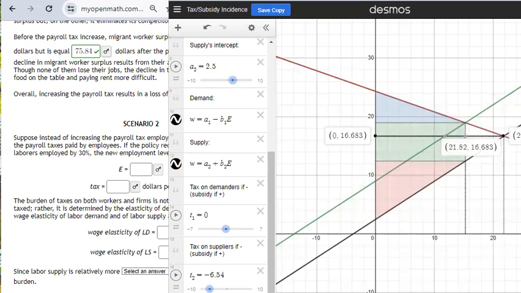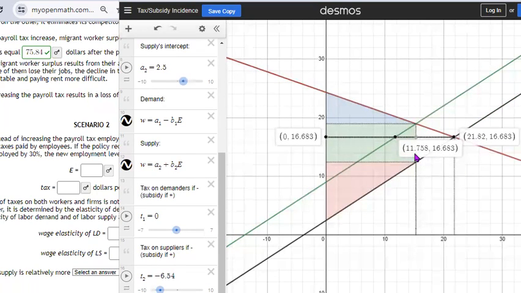if you hold wages constant there, what happens when we go from this black labor demand curve to this green labor demand curve? Well, employment falls, right? Employment falls from 21.82 down to 11.758, right? So the decline in employment means the shift from this black labor supply curve to this green labor supply curve represents a decrease in labor supply. So again, when you tax something, you get less of it.